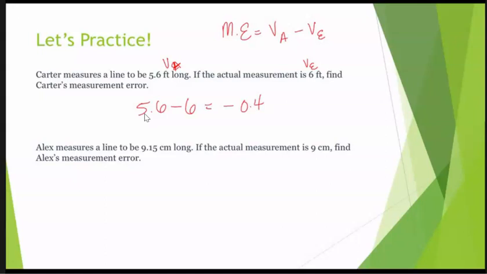Now, Alex measures a line to be 9.15 centimeters long. So here's his approximation. And the actual measurement is 9 centimeters, so here's the exact value. Find his measurement error. We're going to do the approximation, which is 9.15, minus the exact, which is 9. That's going to give us 0.15. In this case, Alex overmeasured. He's 0.15 above what the exact value actually is. So sometimes your error can be below, and sometimes your error can be above.